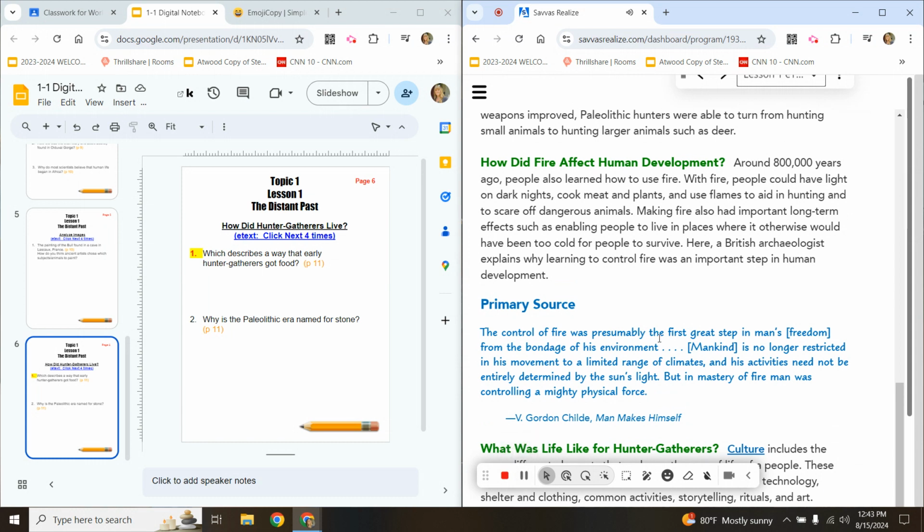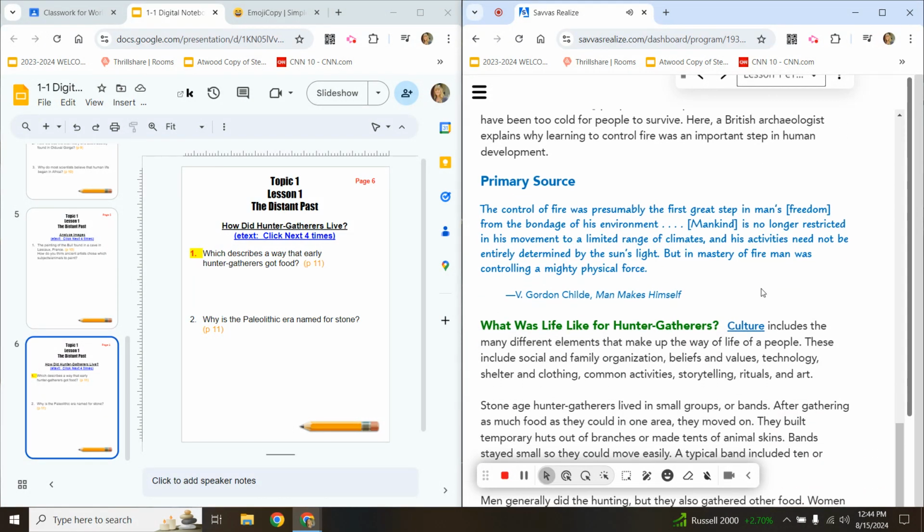How did fire affect human development? Around 800,000 years ago, people also learned how to use fire. With fire, people could have light on dark nights, cook meat and plants, and use flames to aid in hunting and to scare off dangerous animals. Making fire also had important long-term effects, such as enabling people to live in places where it otherwise would have been too cold for people to survive. Here, a British archaeologist explains why learning to control fire was an important step in human development.